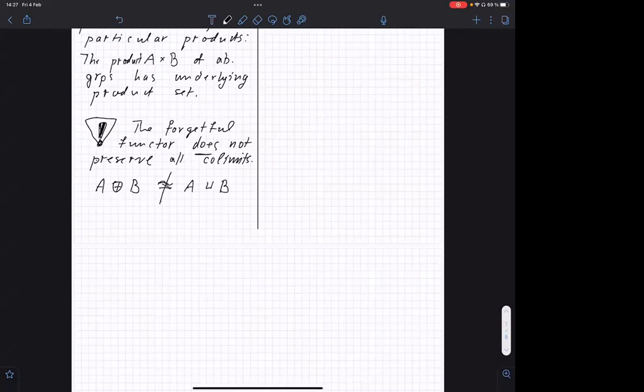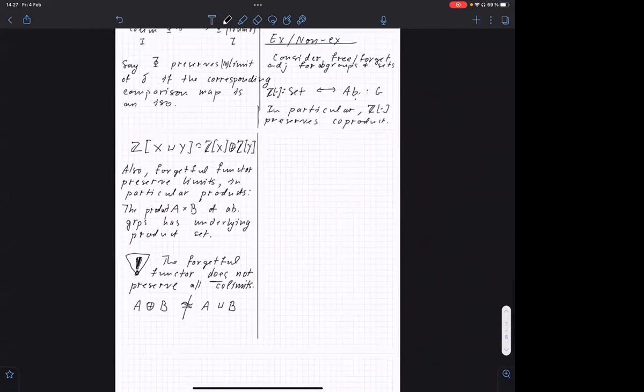Because on the left-hand side, A and B intersect at the 0 element. And on the right-hand side, it's a disjoint union of sets. They don't intersect. So these are not the same. And it turns out that these forgetful functors, although they don't preserve all colimits, they preserve certain special colimits called filtered. So that will be another exercise in the seminar.